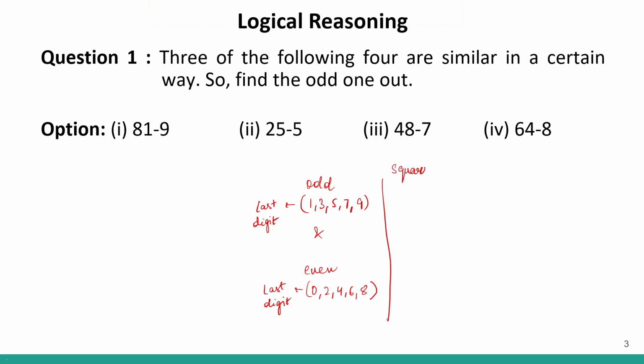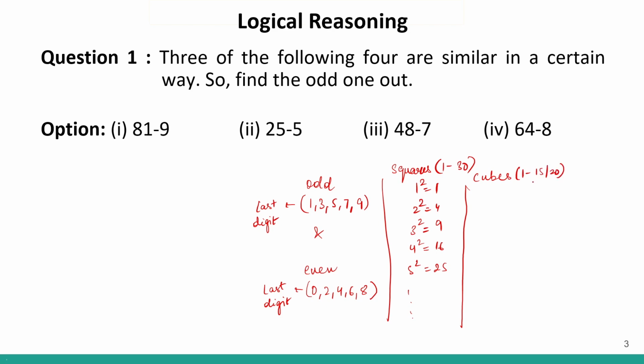Then you should know what are the squares. So I have told you that you should remember squares of at least 1 to 30. Correct? So 1 square is 1, 2 square is 4, 3 square is 9, 4 square is 16, 5 square is 25, and so on. Then I told you should remember the cubes of at least 1 to 15 or 20. Correct? 1 cube is 1, 2 cube is 8, 3 cube is 27, 4 cube is how much? 4 cube is 64, and so on. So this you should remember.